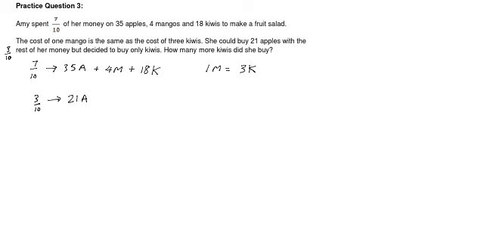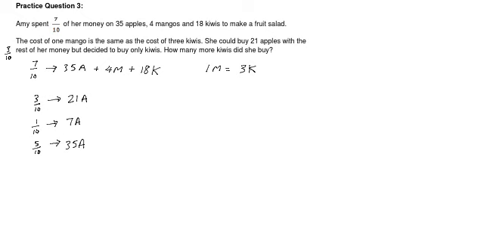Okay, she could buy 21 apples with the rest of her money, but decided to buy only kiwis. How many kiwis did she buy? Okay, so you know that 3 over 10 is 21 apples, so 1/10 of her money will get her 7 apples, right? To buy 35 apples, what fraction of her money does she need? To buy 35 apples is actually 5 times 7 apples. So since I multiply by 5, it means 1/10 I need to multiply by 5 to get 5 over 10. So she'll use 5/10 of her money to buy 35 apples.